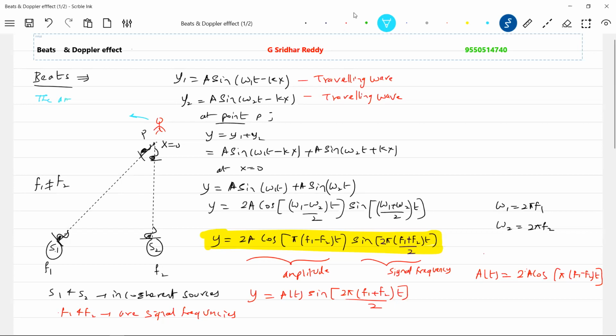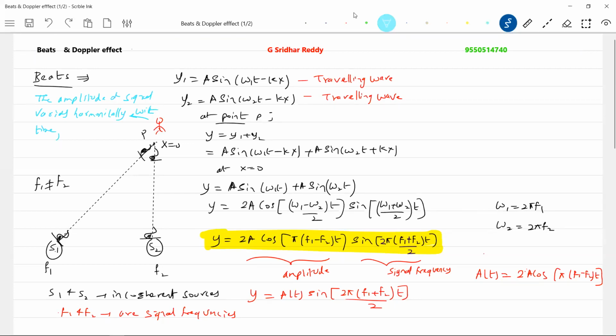the amplitude of the signal varies harmonically with the time. Amplitude varies means what will happen to the intensity? Intensity should vary. If intensity varies, the loudness also will vary. Amplitude or loudness.